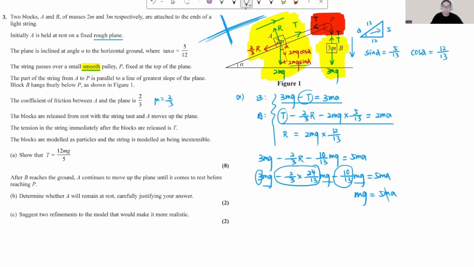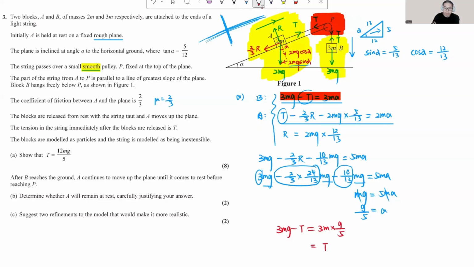So divide by m on both sides. So we have a is equal to g/5. And now we know the acceleration. To work out the final answer, T, we can just substitute into any one of them. Clearly, this one is shorter, so we can substitute into this one. So we have 3 mg minus T equal to 3m times a, which is g/5.